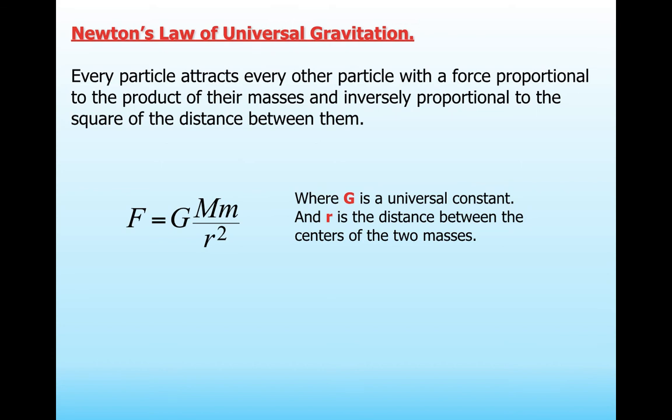G is actually the universal gravitational constant, and r is the distance between the centers of the two masses. Remember, these masses could be very big, like the Earth and the Moon, but they act like all their mass is collected right at their center, at a single point. That's the center of mass. G is equal to 6.67 times 10 to the minus 11 newton meter squared divided by kilogram squared.